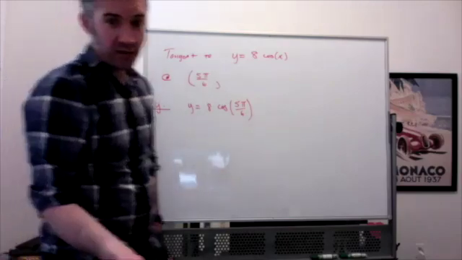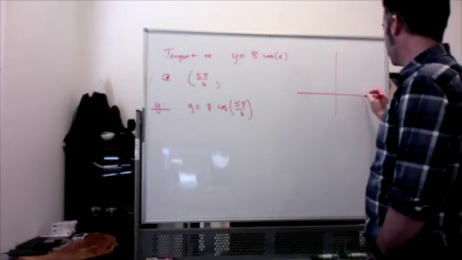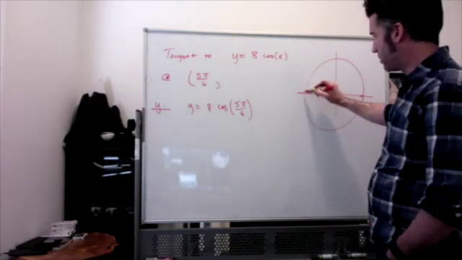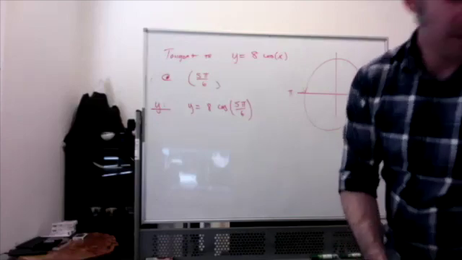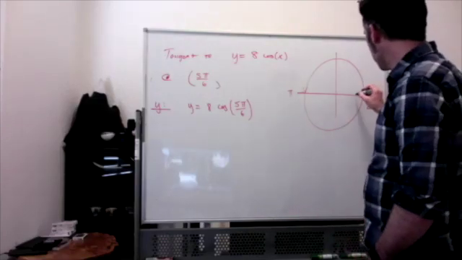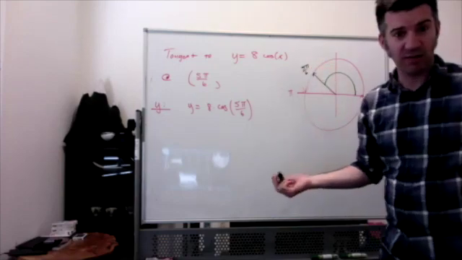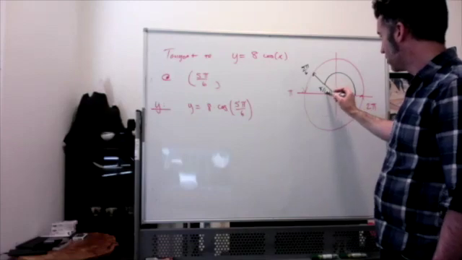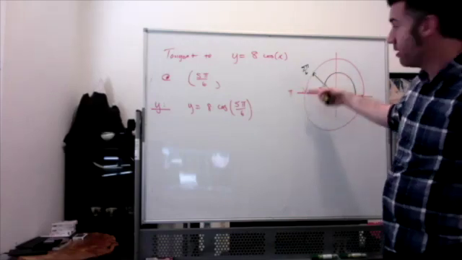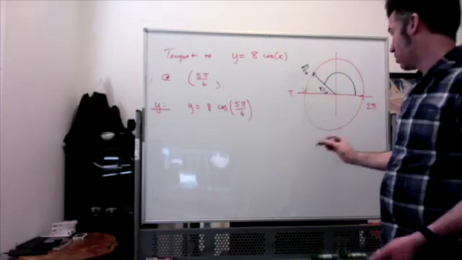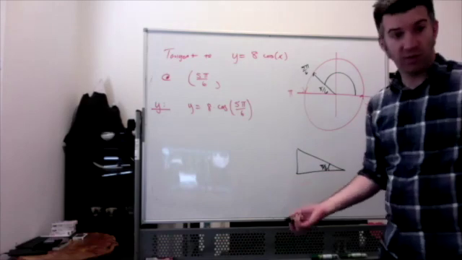5 pi over 6 is in quadrant 2, so I'm going to use a reference angle. Just so you remember, a full circle is 2 pi, half a circle is 1 pi. 5 pi over 6 is almost a whole pi, but not quite. We're missing a pi over 6 to get halfway around the circle. My reference angle, always measured to the x-axis, is how much we need to get to a full pi. 5 pi over 6 plus pi over 6 is 6 pi over 6, which is 1 pi. So our reference angle is pi over 6, or 30 degrees if you prefer degrees.